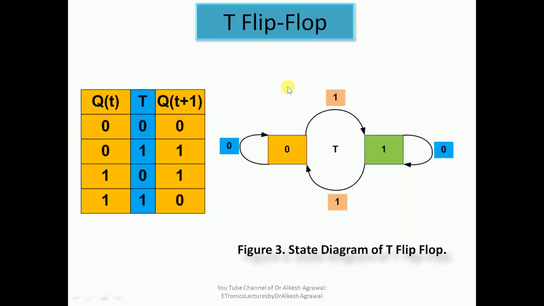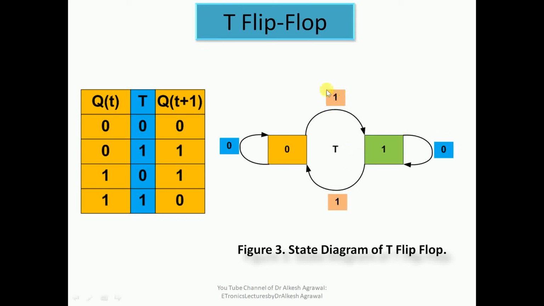So here you see the state diagram. Here, the tail corresponds to the previous output and the head corresponds to the next output. When toggle is not activated, you have a self loop, that is, the next state is the same as the previous state. Similarly, when the flip-flop is in state 1 and toggle is 0, you have a self loop, that is, if the previous state is 1, the next state is also 1.